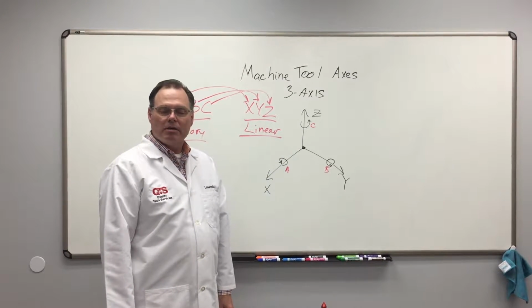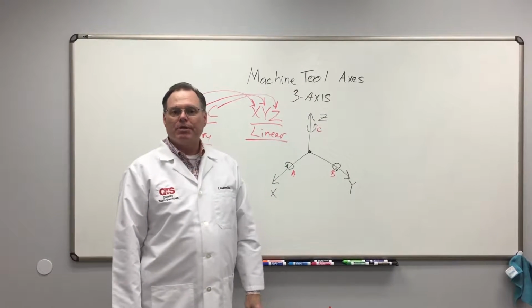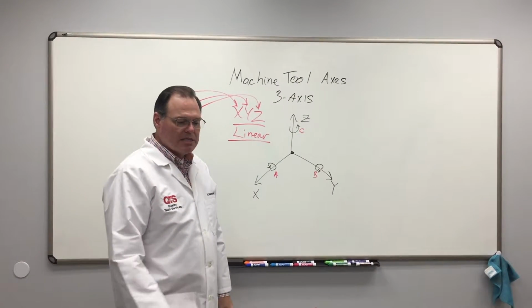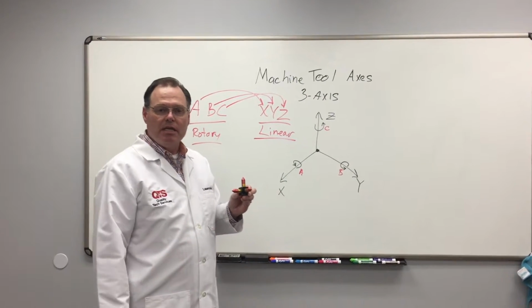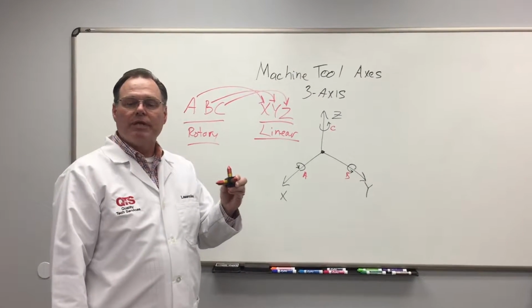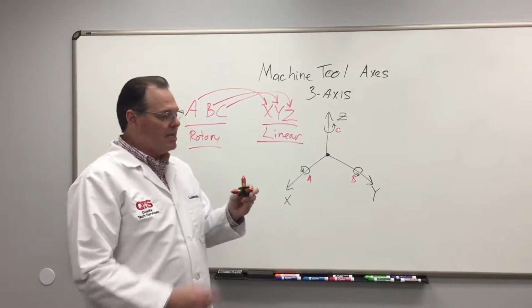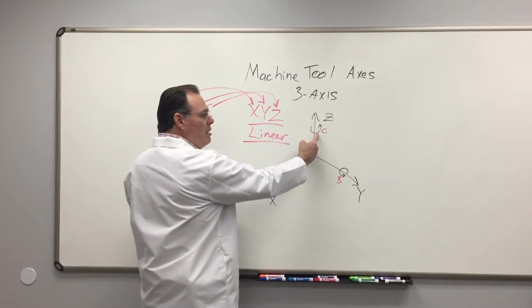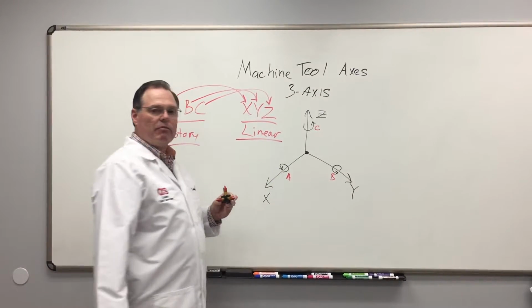This is our second part of our axis nomenclature on machine tool axes for a typical 3-axis machine. Last time we talked about the 3 linear axes, X, Y, and Z, and the rotational axis that rotates around each axis, like a typical spindle would rotate around the Z axis. We'd have C rotating around Z, we'd have A rotating around X, and B rotating around Y.